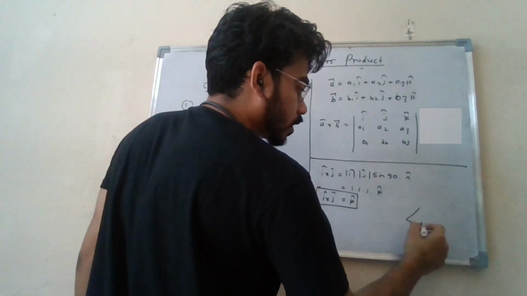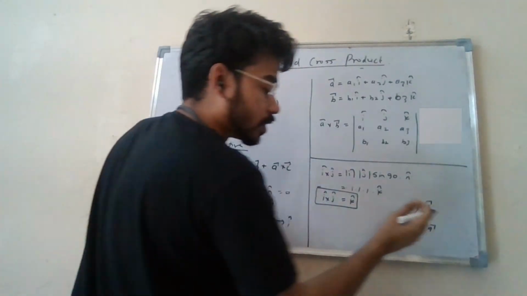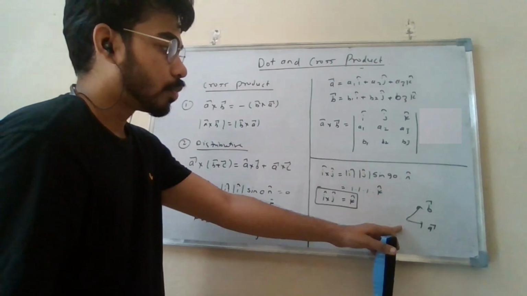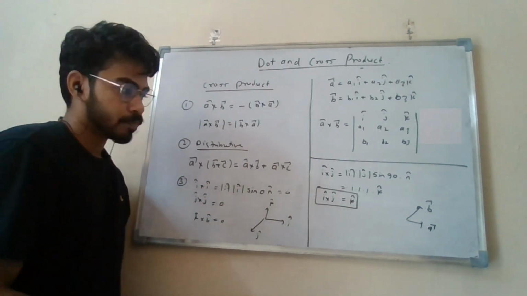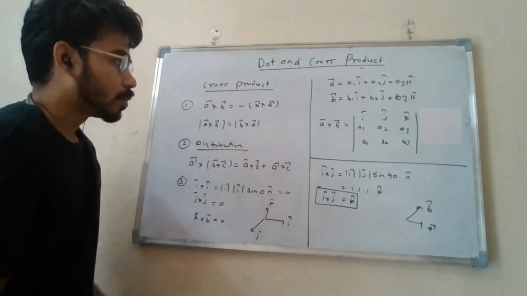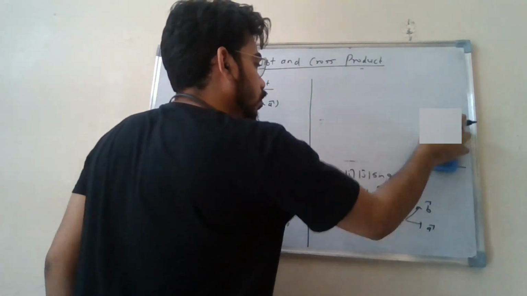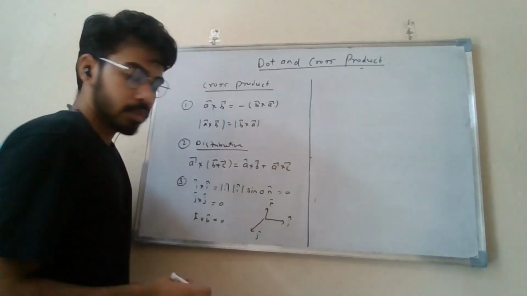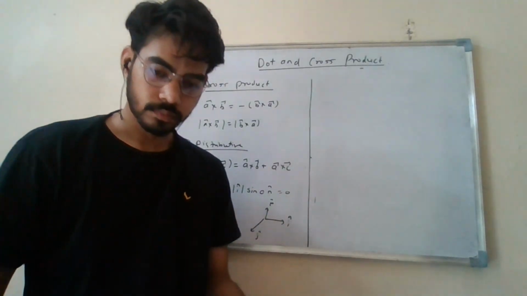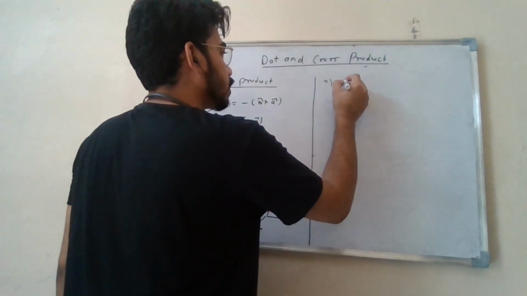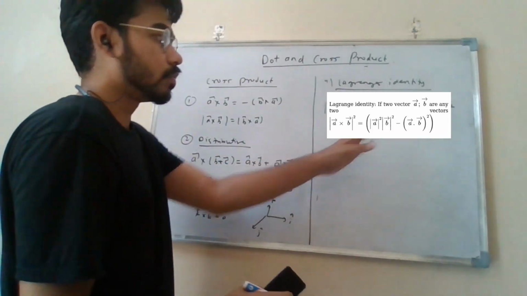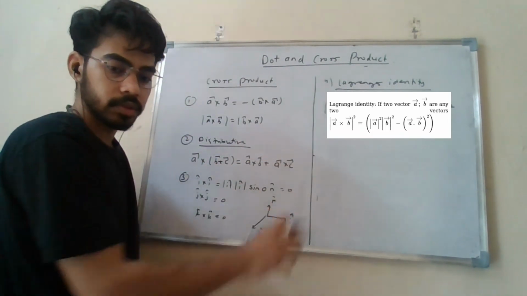Always remember, if two vectors A and B are there, then their cross product gives us the vector perpendicular to both vectors A and B. This is very important. We use this property many times in questions. So this is my third property. The fourth property is Lagrange's identity. Many times we will use this identity, so you have to remember this.